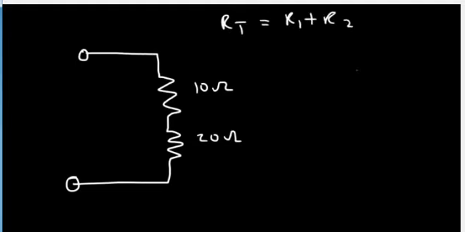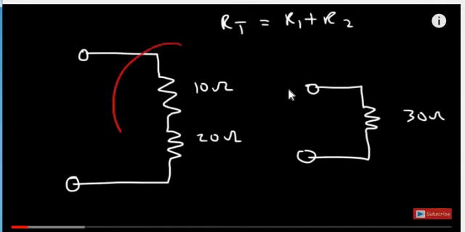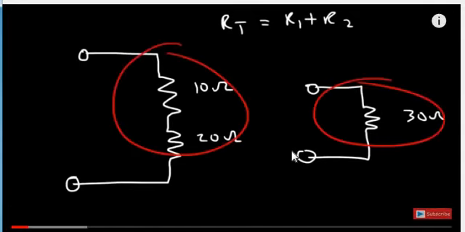It will be the addition of R1 plus R2. 10 plus 20 is how much? This is 30. Therefore, the resistance between these two terminals is 30 ohm. This is a simple series combination.